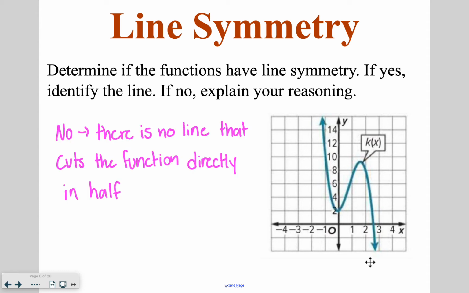Once again, there is no line that can cut this function directly in half. We have a little dip at the bottom here and a little dip at the top there. There is no line then that can cut this in half.